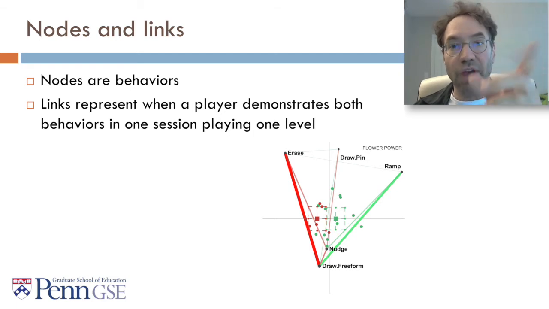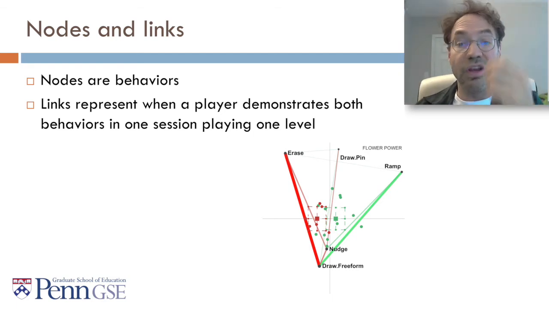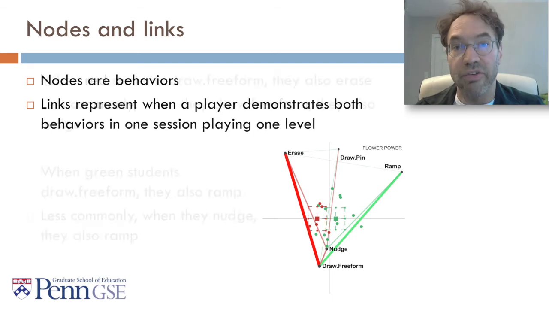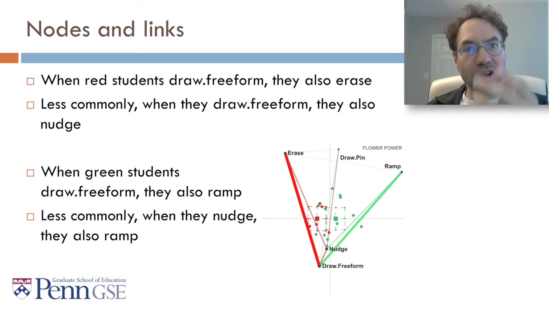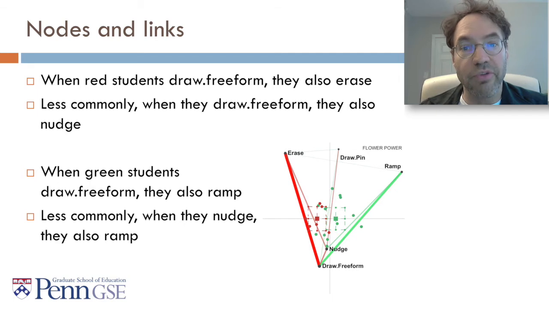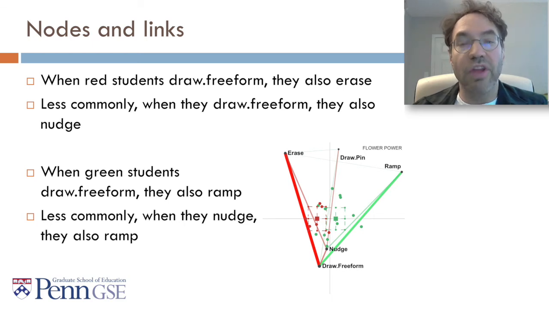And you can see from this graph that a lot of students did both those behaviors in the red group, which I'll define in a minute. So if we look at this graph, we can see that when red students draw a freeform object, they also erase. And less commonly, the line's a weaker line, when they draw freeform objects, they also nudge. Now, when green students draw a freeform object, they don't do those things. The strong green line between draw, freeform, and ramp tells us that when green students draw a freeform object, they also draw a ramp. And less commonly, when they nudge, they also draw a ramp.